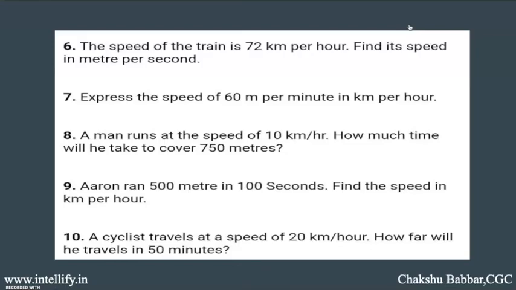10th question. A cyclist travels at a speed of 20 kilometers per hour. How far does he travel in 50 minutes? So in this question, first we have to convert the speed into meters per second and time into seconds. Then we can apply the appropriate formula to find the answer.